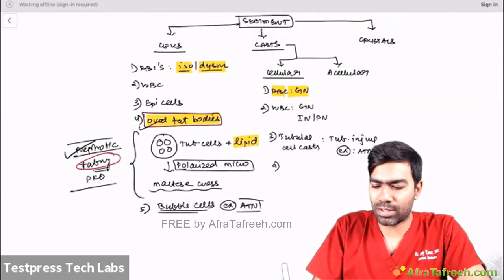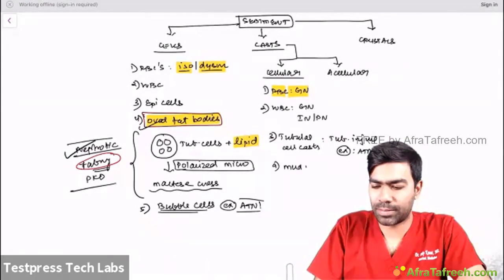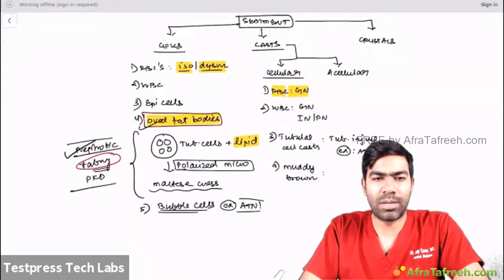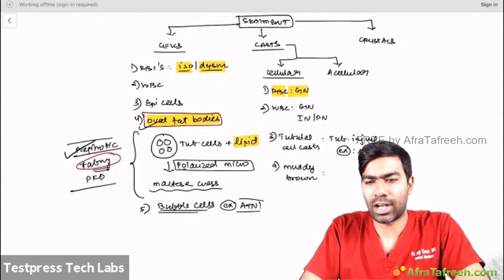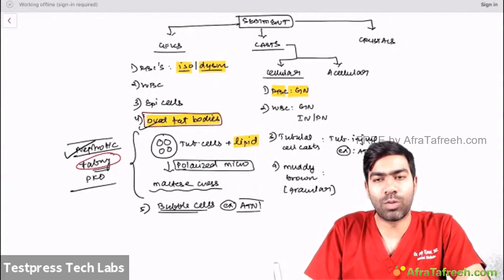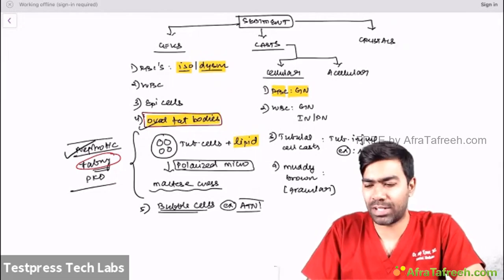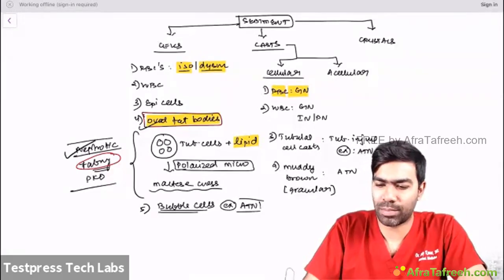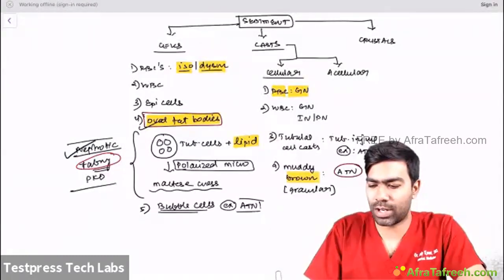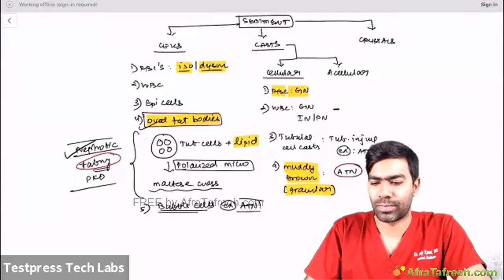And fourth one, we have something called a muddy brown cast. This is also referred to as a granular cast. These are the sloughed tubular cells, which means these are tubular cells that are damaged in the setting of acute tubular necrosis. This is a very important question in exam. What is the type of cast that will tell you it is acute tubular necrosis? It is the muddy brown cast, otherwise referred to as granular cast.